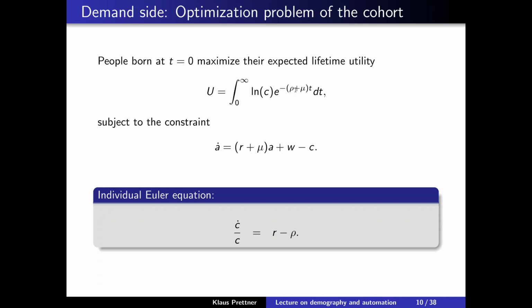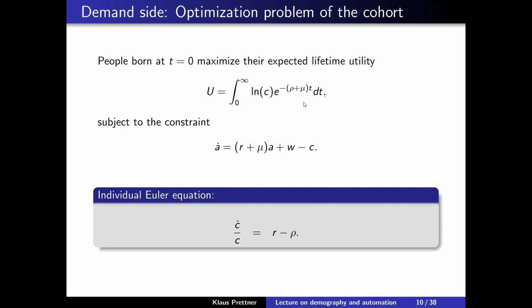Now that's standard. But if individuals face the risk of death, we have to augment the discount rate rho by the mortality rate mu, because an individual who faces the risk of death is less likely to postpone consumption into the future. That's kind of intuitive. If you face the risk of death, you have a higher effective discount rate. The members of this cohort maximize their utility, the discounted stream, so the integral goes from 0 to infinity.